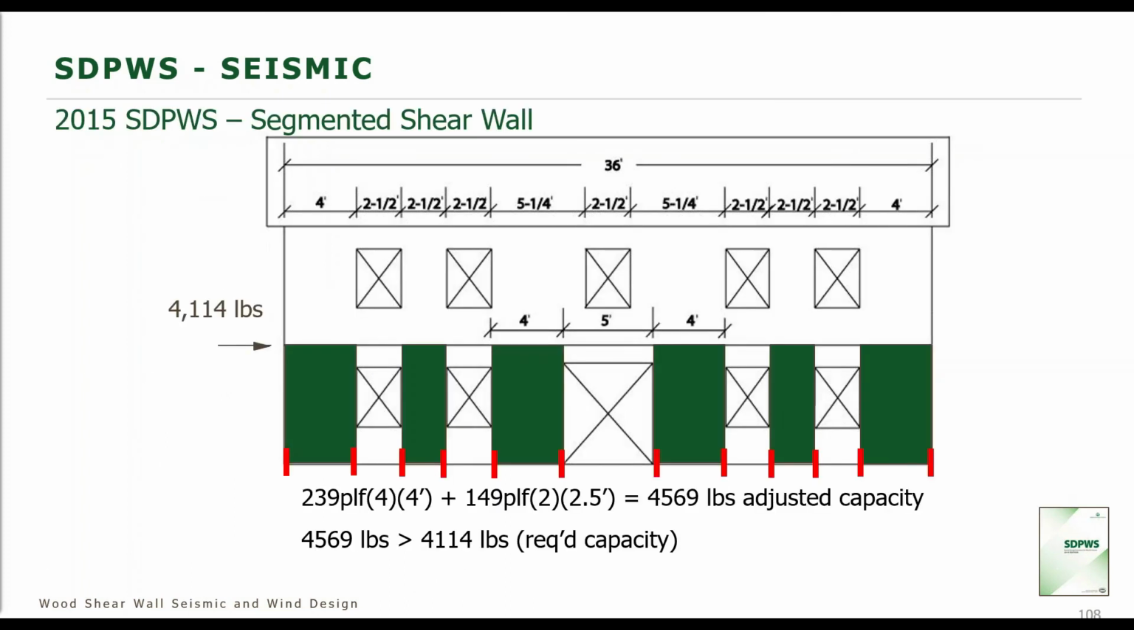Now that's just for the walls that did not meet the aspect ratio of 2:1. And that's for both cases, checking for stiffness or strength. So we come up with our capacity adjustment. It's still greater than what our required capacity is, so we're good to go.